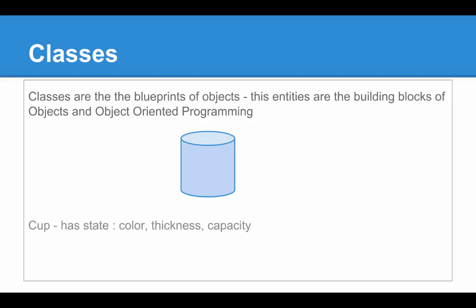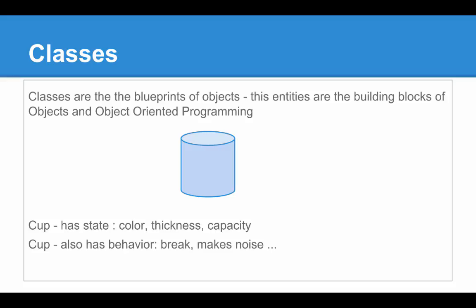Now, in the real world, a cup has states. A cup could be blue or white or black. It could have a thickness, how thick the cup is, and capacity, how much it can hold. It also can have behaviors. A cup could break, or make noises. Let's go ahead and see examples of classes and how to construct them and how to create objects.